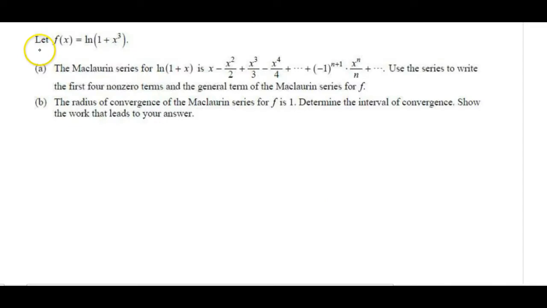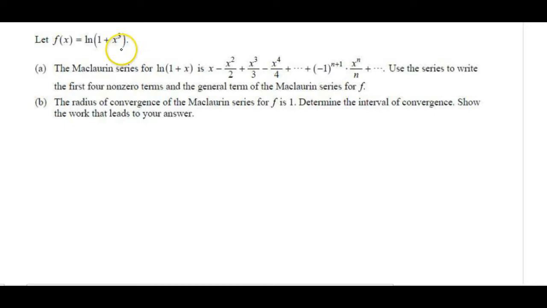Alright, let's try another AP question. Let f of x equal the natural log of the quantity 1 plus x cubed. In part A, we're told the Maclaurin series for the natural log of 1 plus x is x minus x squared over 2 plus x cubed over 3, and we're given the general term for natural log of 1 plus x. And we're going to use this series to write the first 4 non-zero terms and the general term of the Maclaurin series for f.